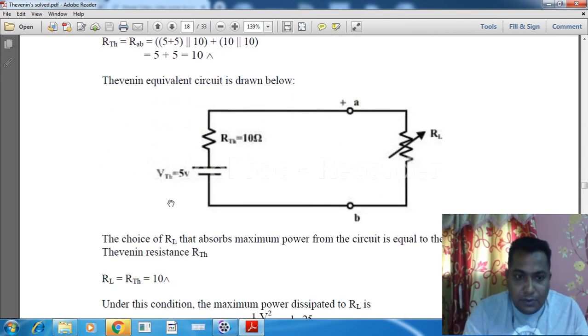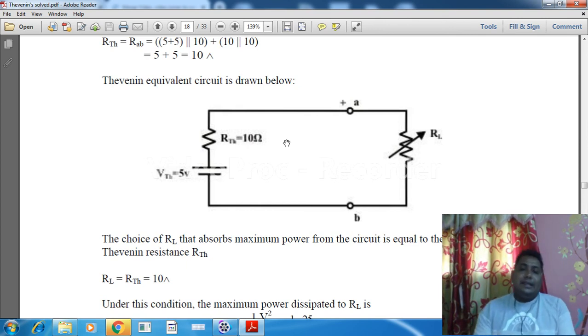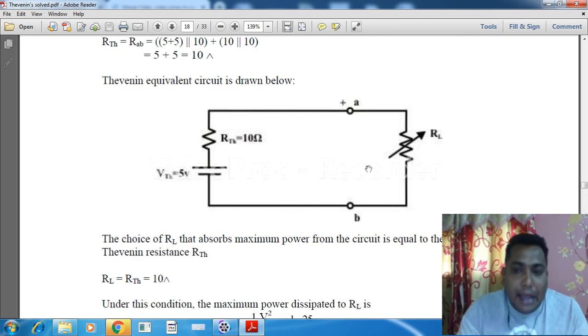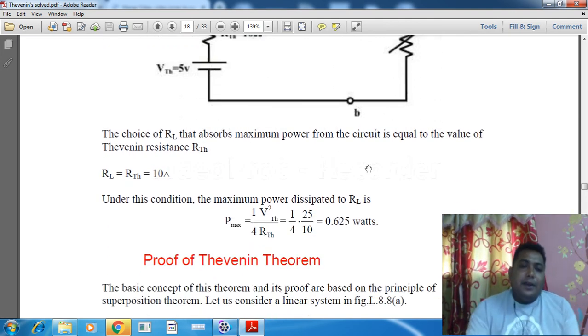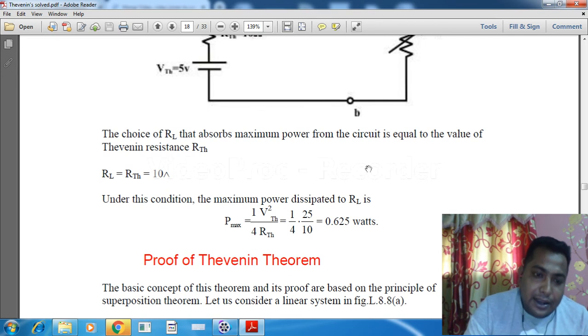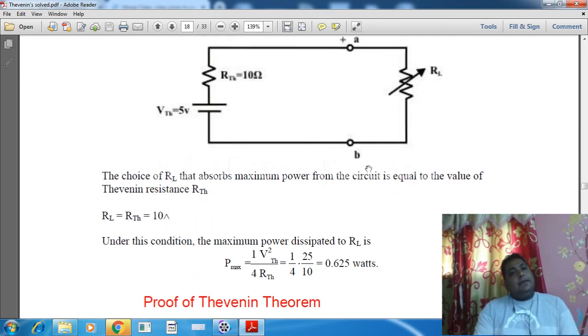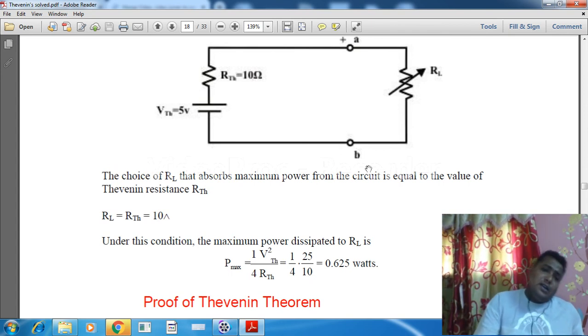Like this, this is VTH, this is RTH, and this is RL, all connected in series, and we can find out the IL. After finding the IL, we can find out the PL, that is the P max. So what is the formula? That is VTH square by 4 RTH. Now we know the RTH, and we have calculated VTH in step 1.